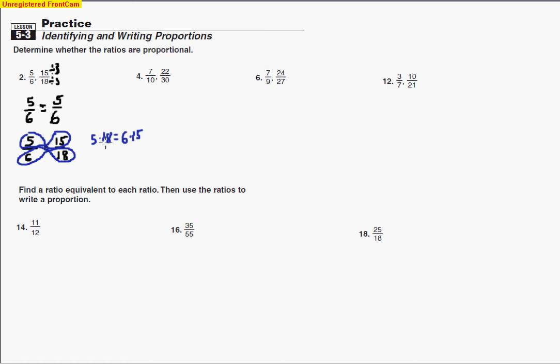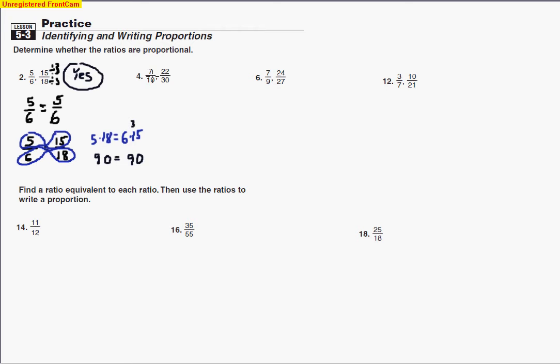And so when we go ahead and multiply those numbers, we end up with 5 times 8 makes 40. 5 times 1 makes 5, plus 4 makes 9. So 90 is what we get when we multiply those two numbers. Here, 6 times 5 makes 30. So we're carrying a 3 there. 6 times 1 makes 6, plus 3 makes 9. So we get the same numbers. So cross products, or coming up with a common denominator, can prove whether ratios are proportional or not. So this one is a yes.